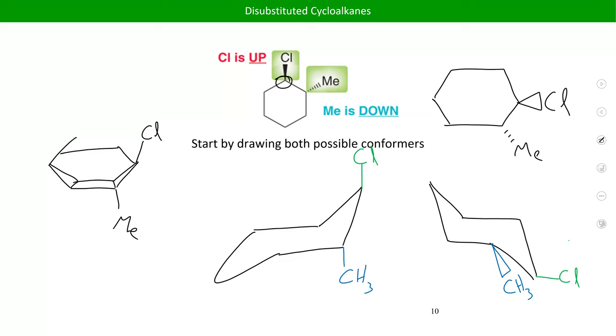Mm-hmm. In this chair conformation, the bulk of the hexagon is like this, right? This flat into the board and out of the board. It's perpendicular to the board, which means the axial positions might be in front of the board or behind the board, but they should still be parallel to the board.